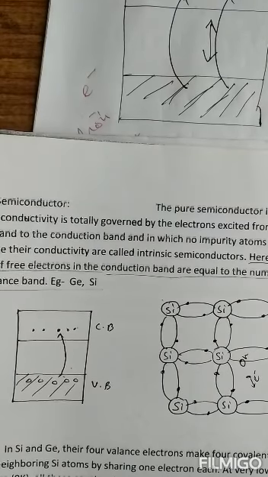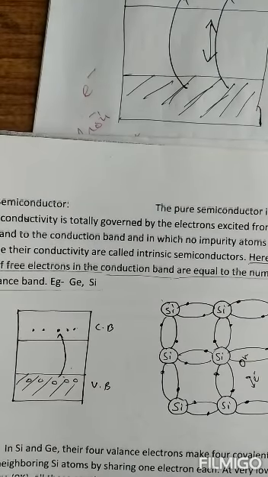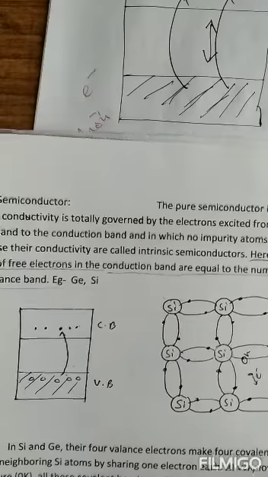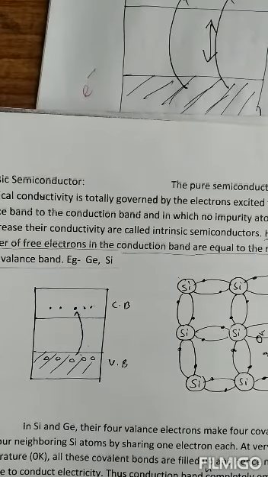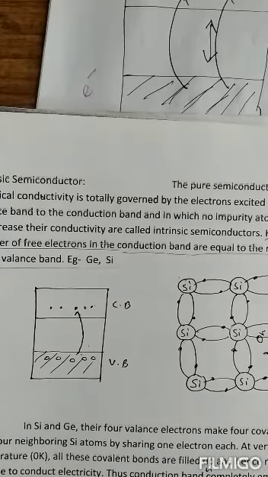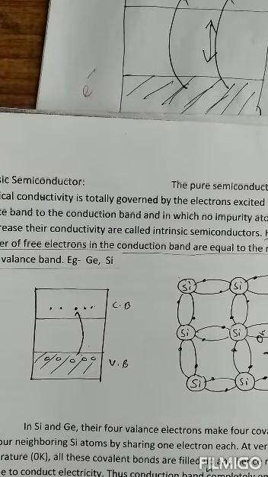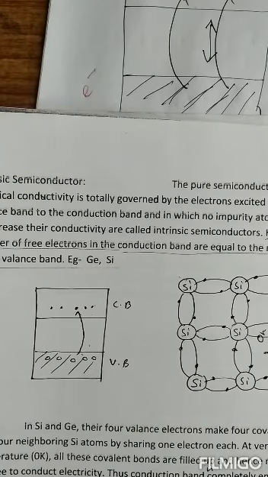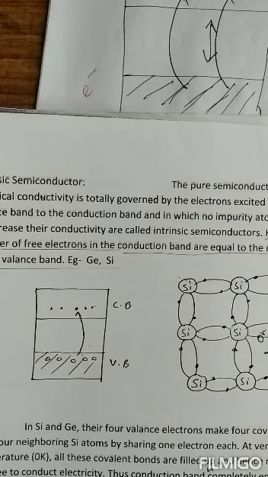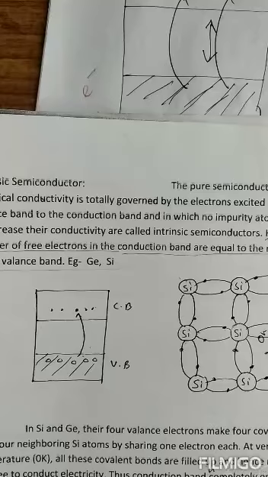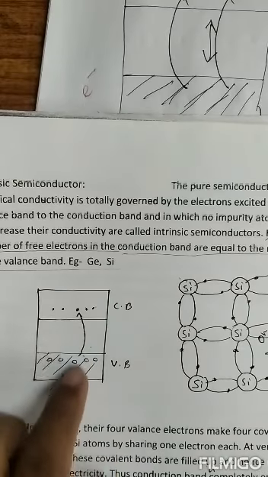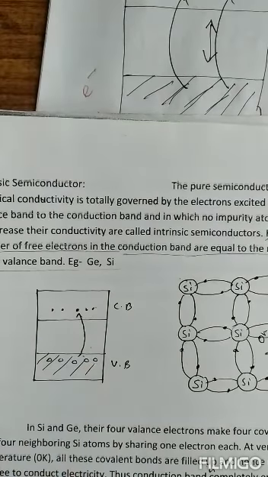But at room temperature, some of the electrons have sufficient thermal energy to come out from their covalent bond and become free. Thus, the number of electrons in the conduction band is equal to the number of holes in the valence band. Thus, the total current through an intrinsic semiconductor is equal to hole current plus electron current. Electrons are free in the conduction band, holes are free in the valence band.